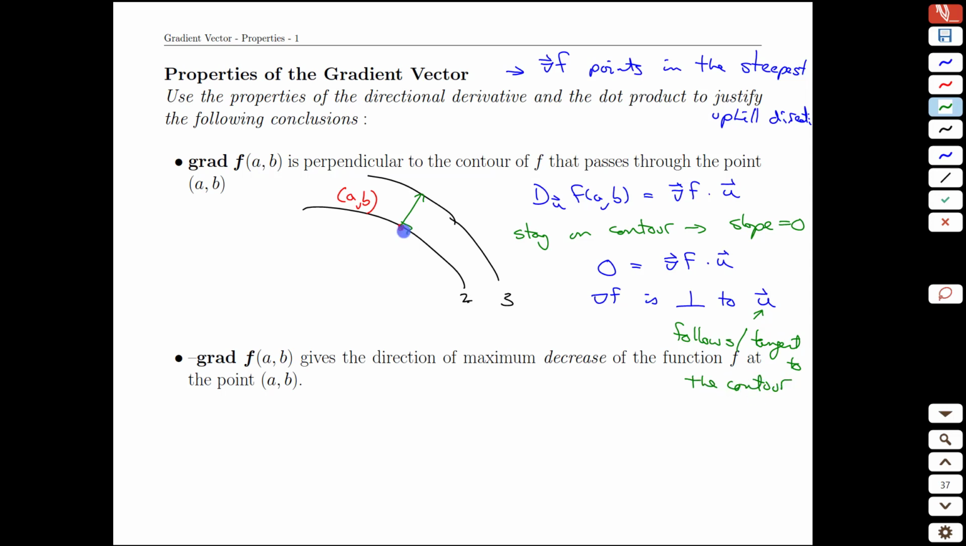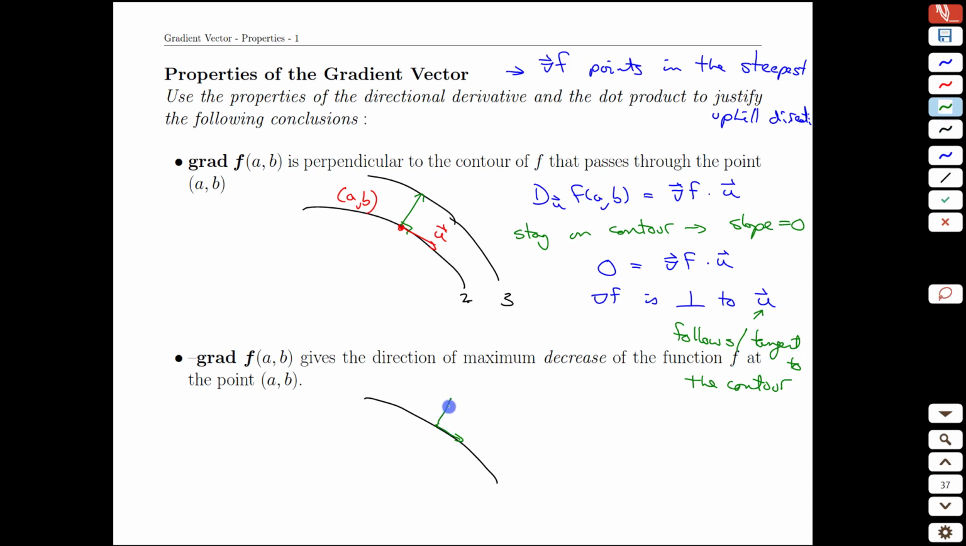So if one of our options is going in this direction, that being u, we take a microscopic step, and we do not change height because we stay on the contour. The gradient is going to be perpendicular to that to allow that slope to be 0 in the directional derivative calculation.